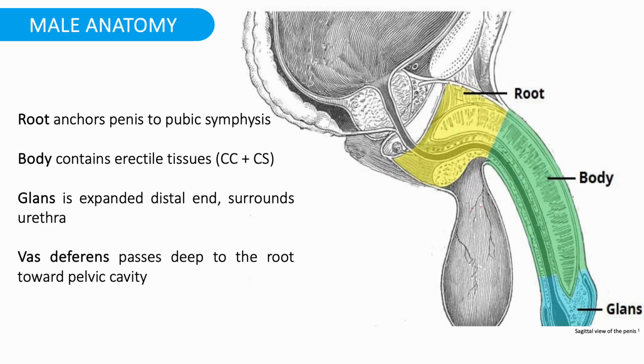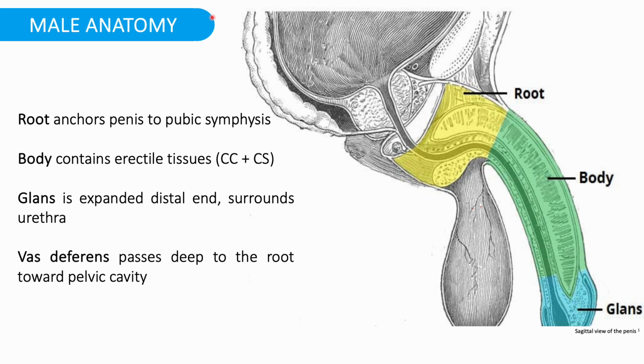This sagittal illustration on this image shows the anatomical regions of the penis. So we have the root, body, and the glans. The root of the penis lies in the perineum and anchors to the inferior pubic rami. The body contains the erectile tissues, which are also called the paired corpora cavernosa dorsally and single corpus spongiosum ventrally, which encases the urethra. The glans is the terminal expansion of the corpus spongiosum and surrounds the external urethral orifice.